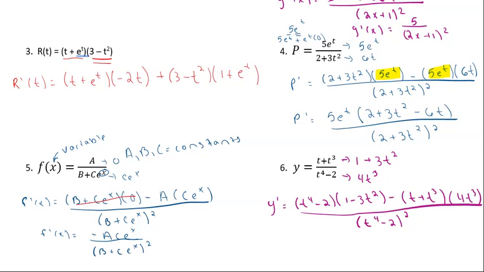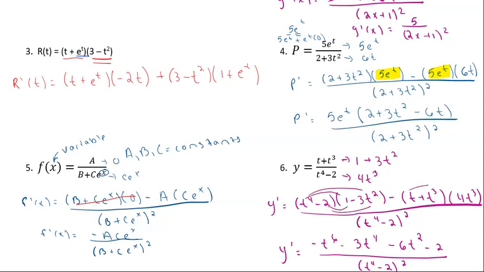If you want to try to cancel, you can do your FOIL, your double distribution. You can simplify it down. I'll let you give that a try, and I will tell you that it works out to be negative t to the 6th minus 3t to the 4th minus 6t to the 2nd minus 2 all over t to the 4th minus 2 squared. So that would be if you do your FOIL like this for each of them, and then you simplify to combine your like terms. So give that a try if you want, and then you'll have your y prime.